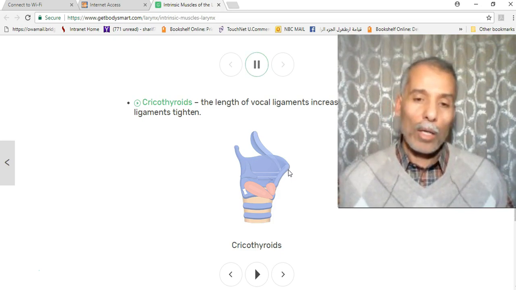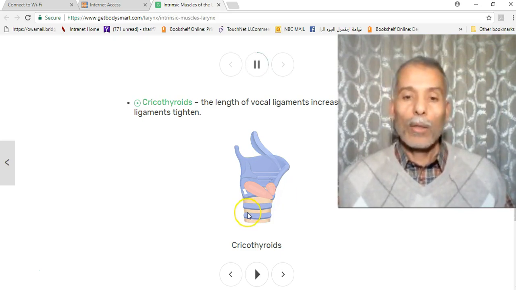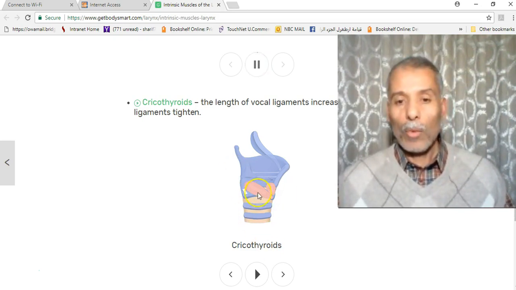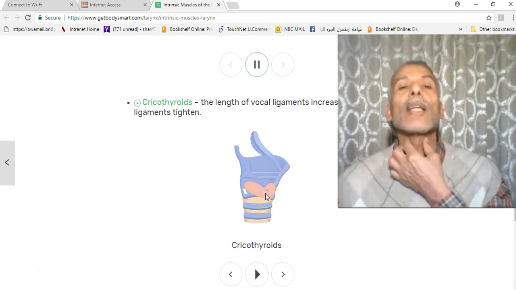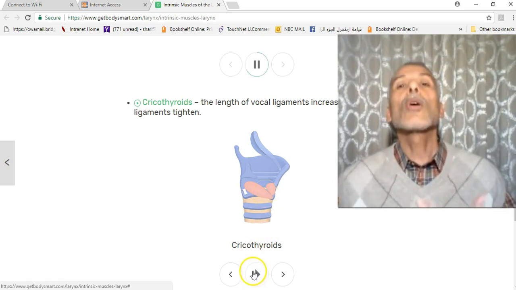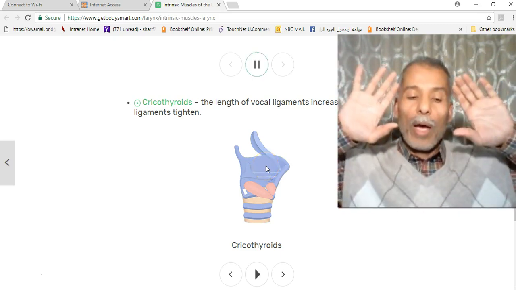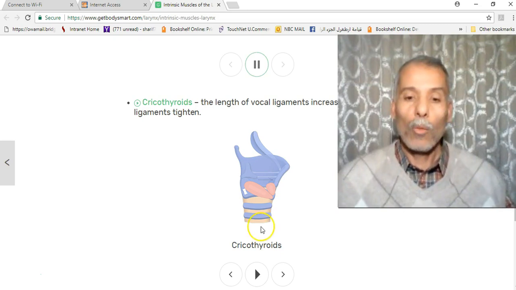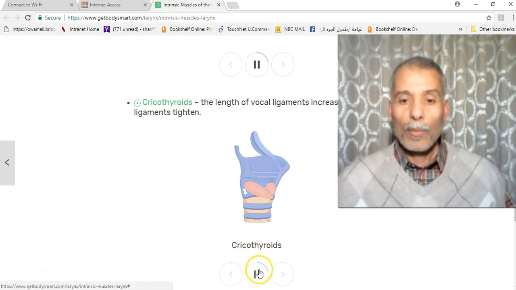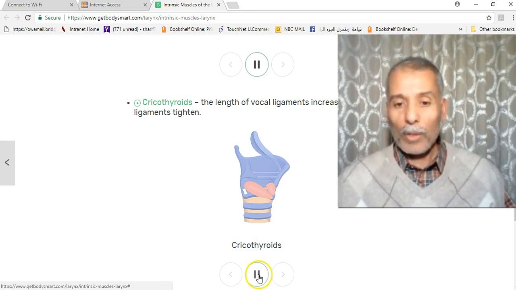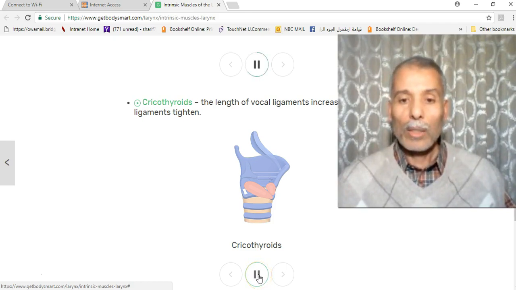Cricothyroid, cricoid, thyroid. Watch, this one is the anterior muscle that elongates the vocal folds by tipping the entire thyroid forward and down. Watch. See? When it contracts, like we saw in the video in the class.